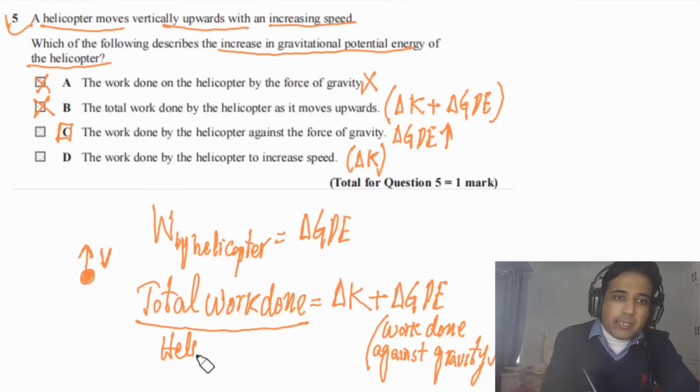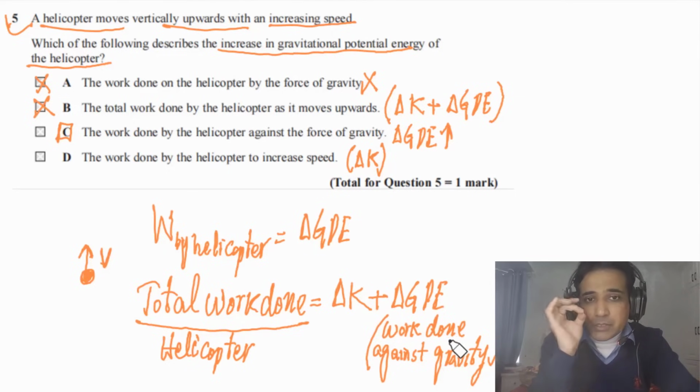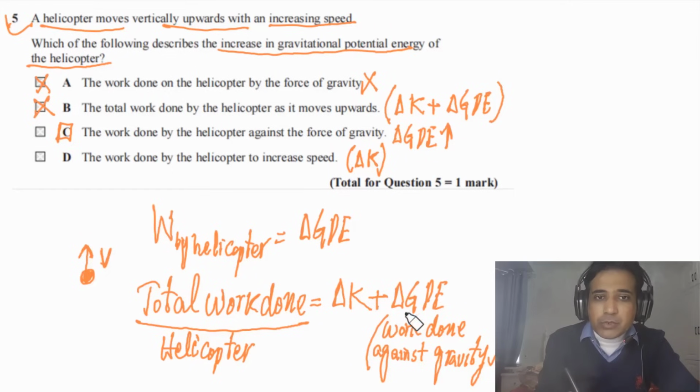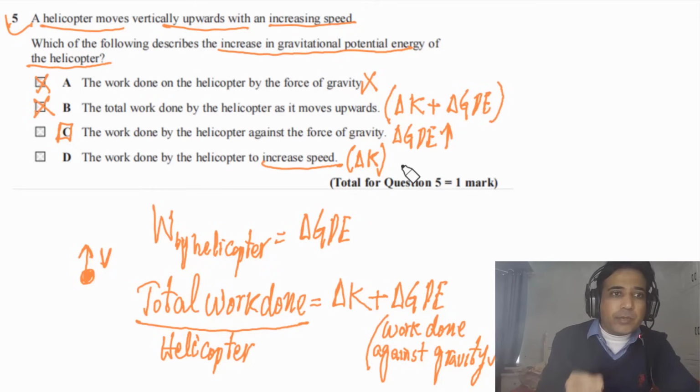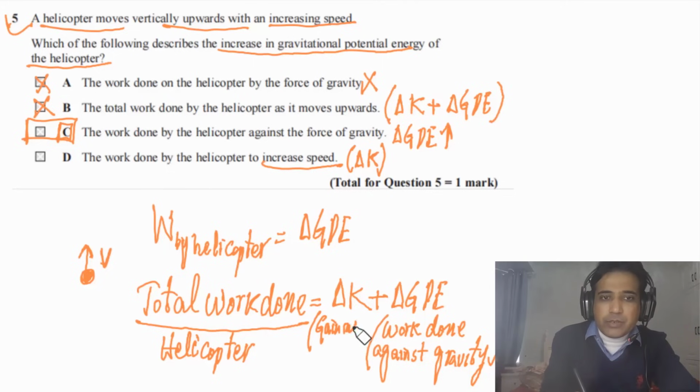So the work done by the helicopter is used to increase its kinetic energy and also to do work against gravity, or simply we can say to increase GPE. So these are some beautiful points you need to understand. Work done by the helicopter to increase speed is the increase in kinetic energy. I hope this one is clear to you. So the answer for this question is C. So we can also say this one is gaining speed, so you can write here, gaining speed.